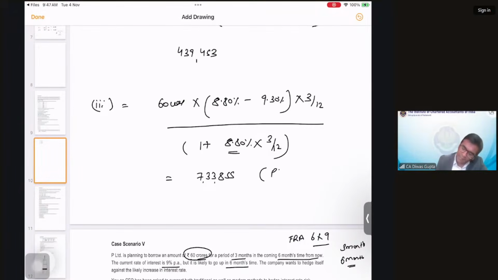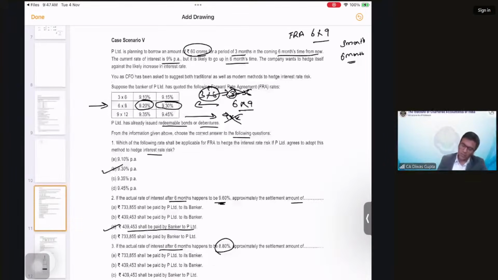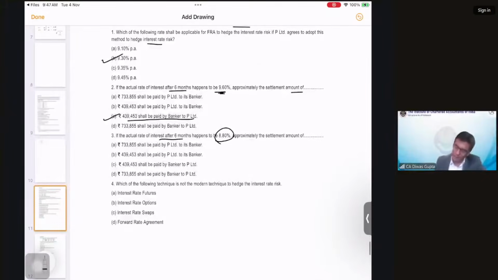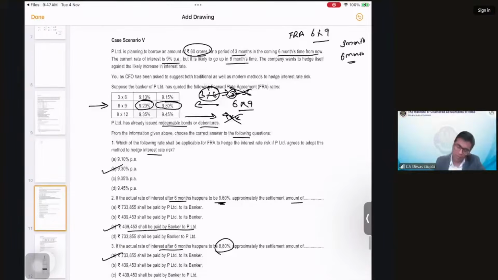Now here P Limited is at a loss. It will have to be paid to the banker because the rate has come down. The agreed rate was 9.3. The actual rate has come down. So there is a loss incurred by P Limited. Okay. So here what we will say, A part is the right answer. 733,855. This loss will be borne by P Limited.